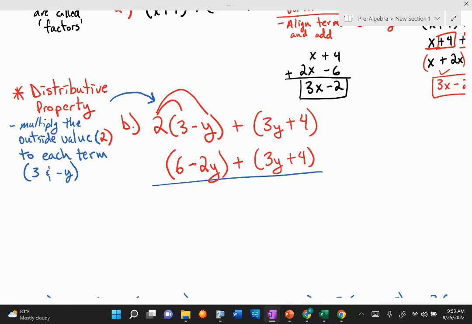So like if you see it on a test, they will never put the 1 in front. It'll just be y. But you putting it on there is not a big deal. Just make sure it's a negative 2y. Okay, just a little bit longer on letter B, and then we'll move on.